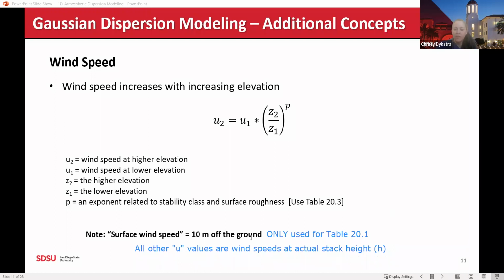A lot of times we start off being given a surface wind speed from, let's say, a weather station that's measured it. When they say this is the surface wind speed, we know this is 10 meters off the ground. We'll go to our table 20.1 and use it there to come up with our stability class. But after that, to use wind speed in any of our equations, we need to adjust that wind speed for the actual stack height of our stack.